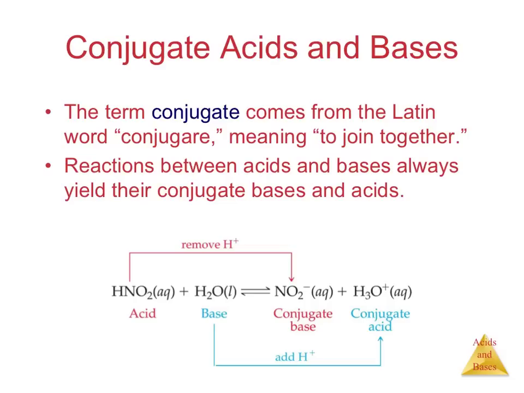We can see here in this nitrous acid example, it reacts with water, which is a base in this case, to give the conjugate base. So we see the acid, that H plus is removed to give the conjugate base, the nitrite NO2 minus ion. The base is what takes that H plus, according to the Bronsted-Lowry definition. So the water is taking that H plus, it's acting as a base, and it becomes the conjugate acid, the hydronium ion.